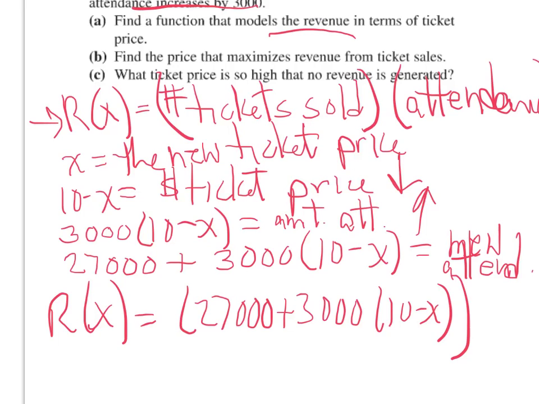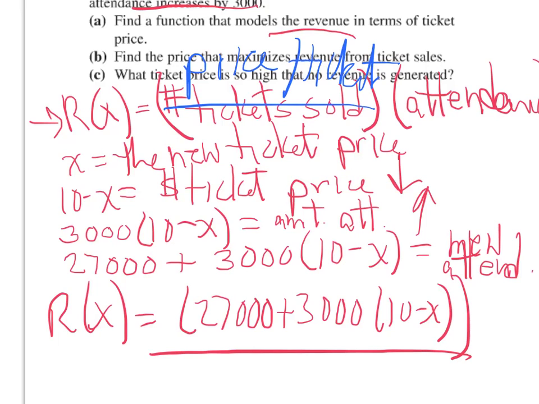So it shouldn't be number of tickets sold times attendance up here. It should be price of a ticket. Price per ticket times attendance is revenue. And so the revenue is here, this attendance times the price per ticket, which is X. So X times that. So you want to maximize that function.